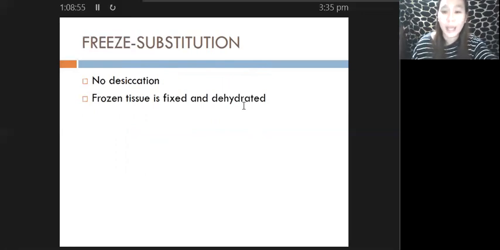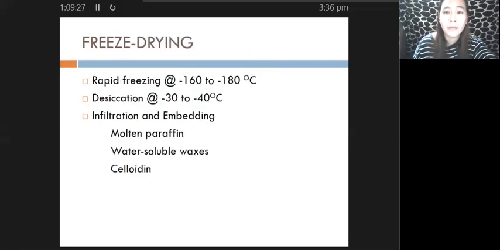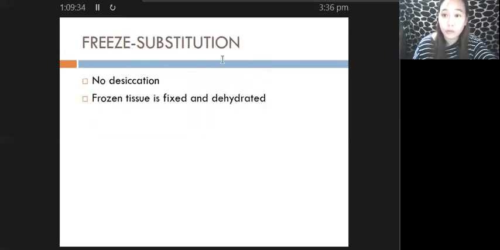One specific requirement of the substituting fluids is that they have to be solvents. Since you are performing substitution, freeze substitution does not involve desiccation or drying. That's why the other special technique is called freeze drying, where there is desiccation. In freeze substitution, there is no drying, no desiccation. You perform substitution by using your solvents or fluids. What are the different solvents that you can use?